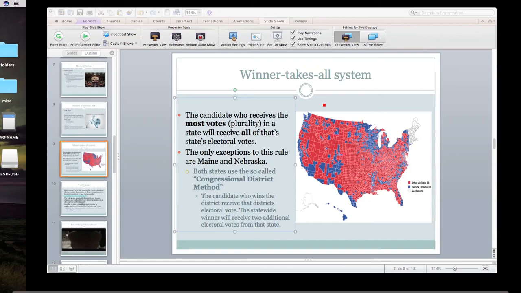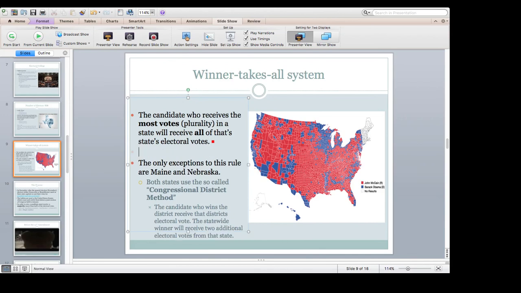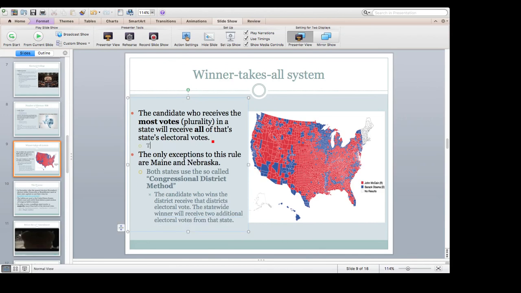So that means what? Because the people of Texas chose Trump, more of the people in Texas voted for Trump, Trump gets all 38 electoral votes from Texas. It's not enough to become president because he still needs 270. Let me give you a similar example.